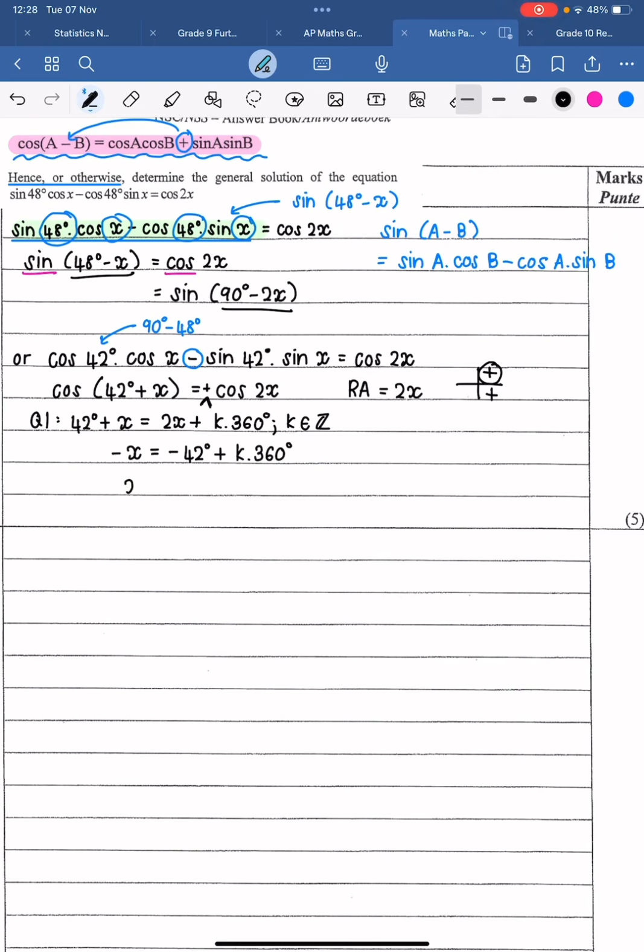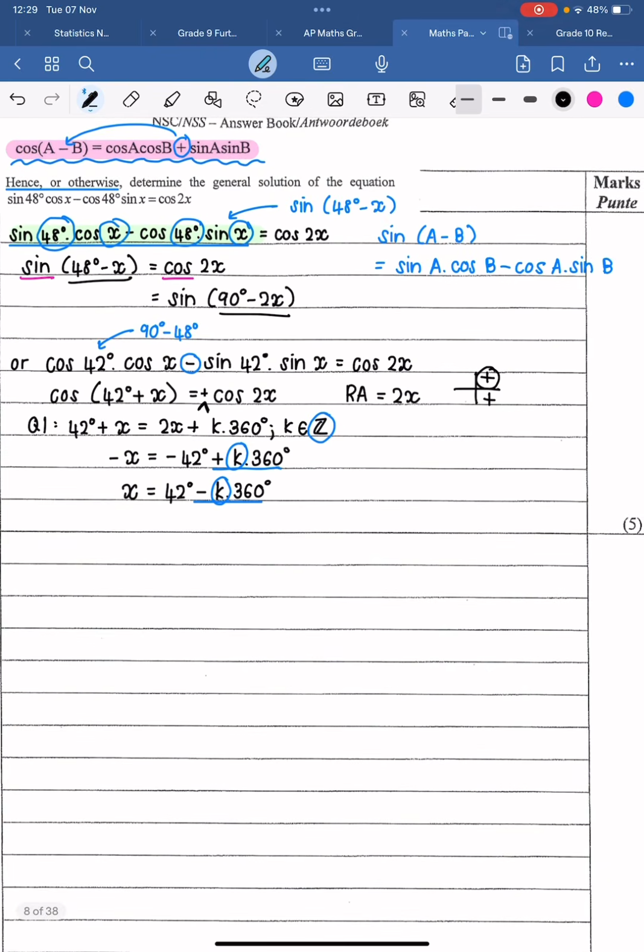And now I need to divide by negative 1. So x is going to be 42 degrees minus k times 360. Now guys, you actually can leave that as a plus. The sign of the k 360 doesn't matter. It can be positive or it can be negative, because remember, k is actually a variable. It's a placeholder, which is going to be an integer, and an integer can be positive or negative. So you can leave that as a plus or minus.